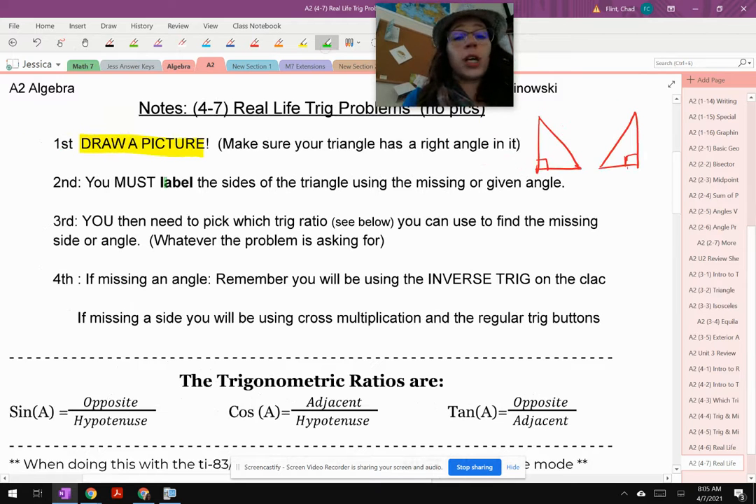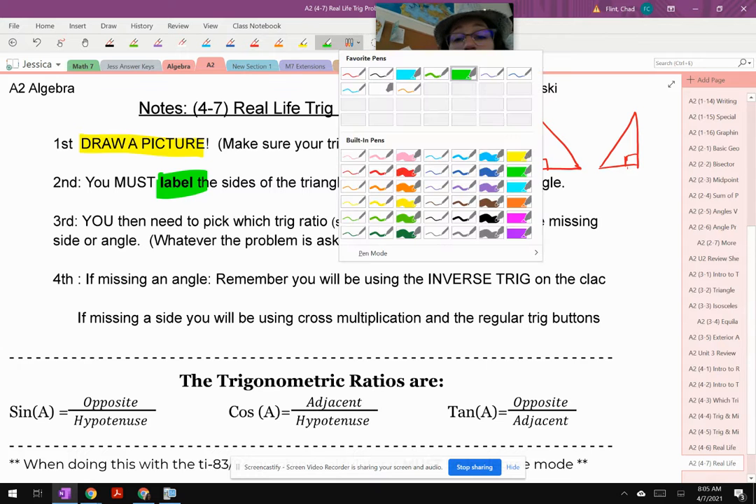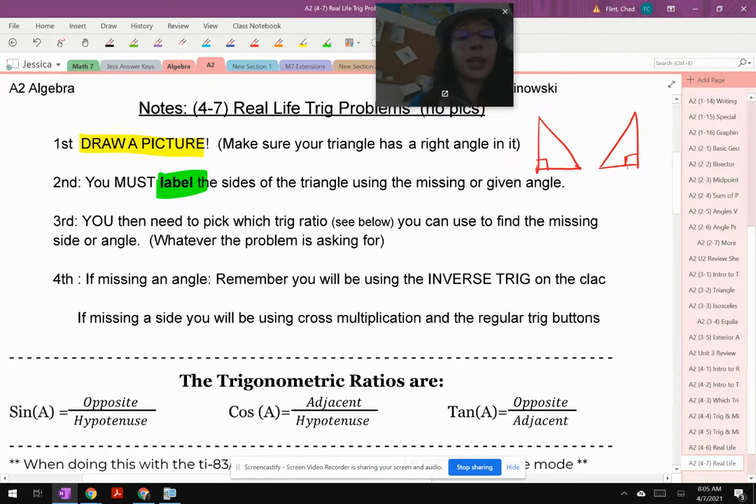Second, you need to label the sides of the triangle just like you were doing in previous lessons. Still figure out what's opposite, what's hypotenuse, what's adjacent. Nothing's changed there. Next, you want to make sure you pick your trig ratio.